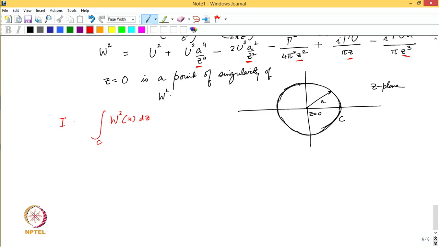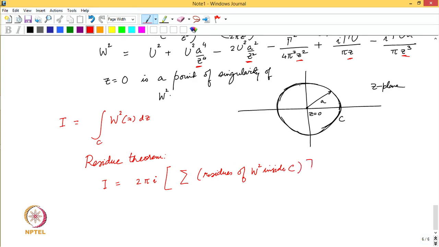If we say this is integral I, then the residue theorem says that this integral I could be written as 2 pi iota times the summation of all residues of the function w square inside this curve C. Okay, so it talks about taking residues of this function inside this curve C, or whichever singularities exist inside curve C.